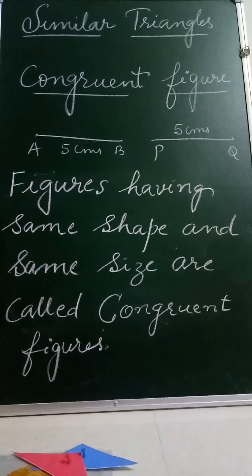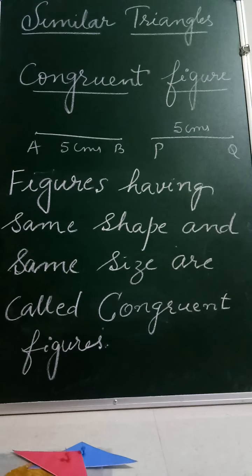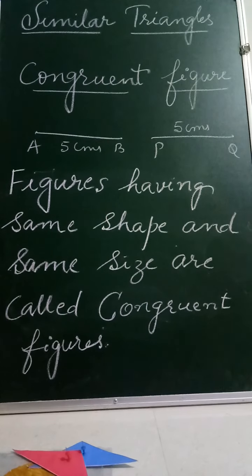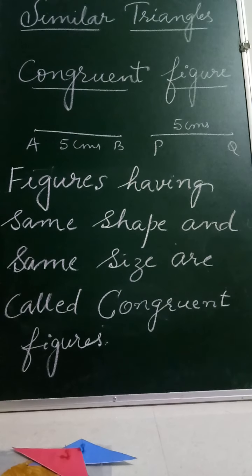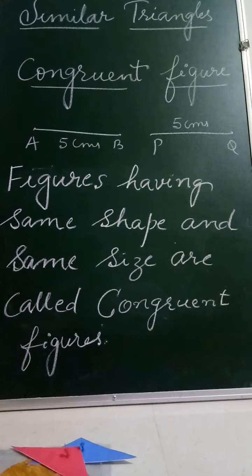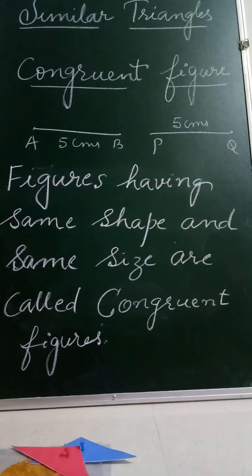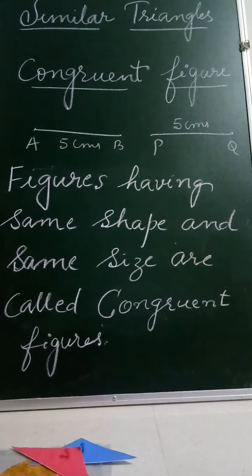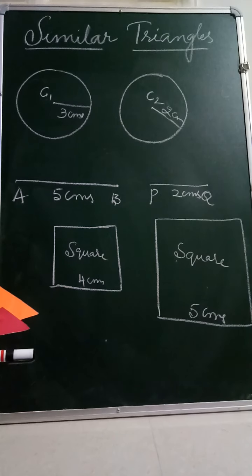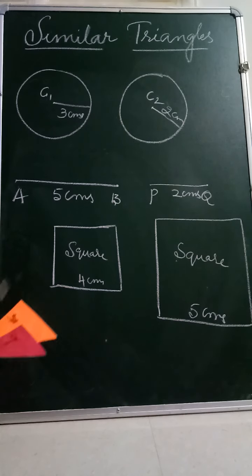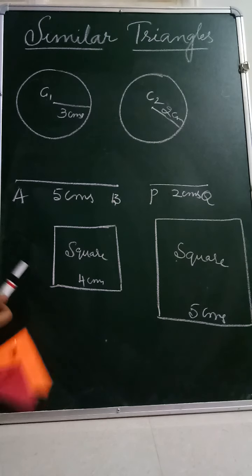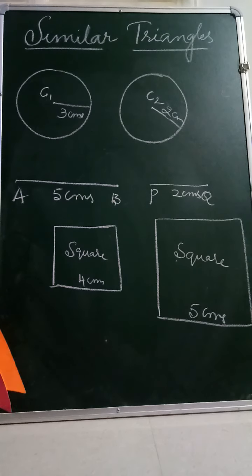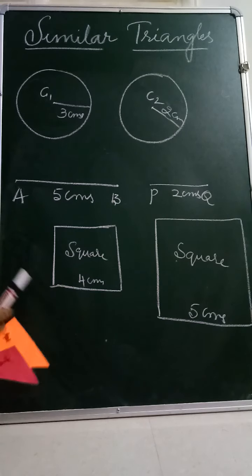The same way, if you take two passport size photos, they are of same shape and same size. Hence, I can say they are congruent. I think it is clear about congruent figures. I think now the concept of congruent figures you were able to understand. Let me tell you what are similar triangles.